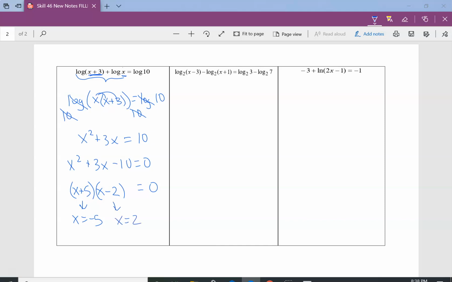Plugging in -5, really this one is the easiest one to look at because that right there is just a single variable. That one gives me no go. So x equals 2.